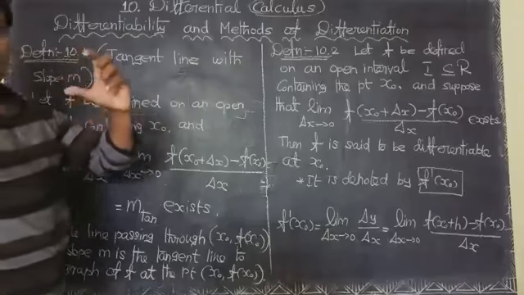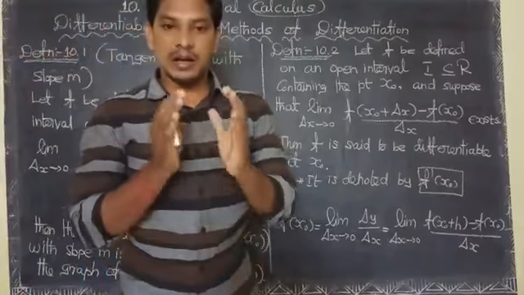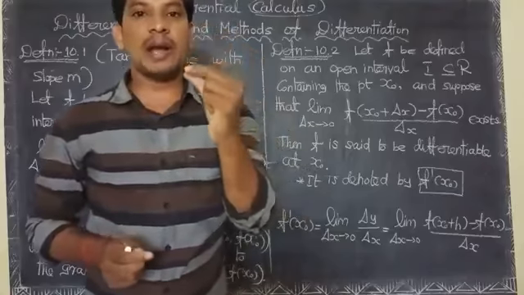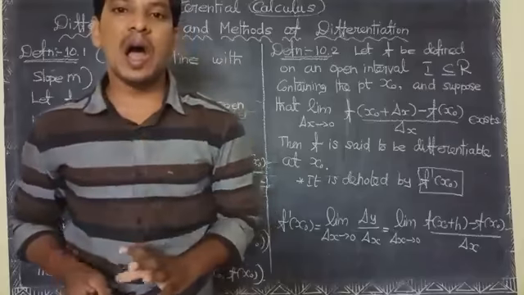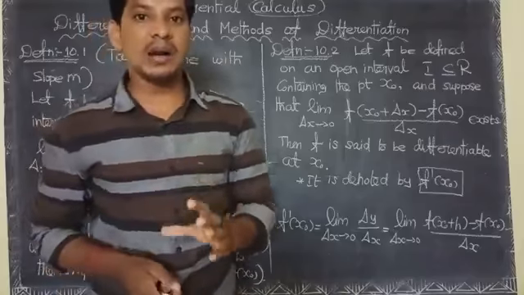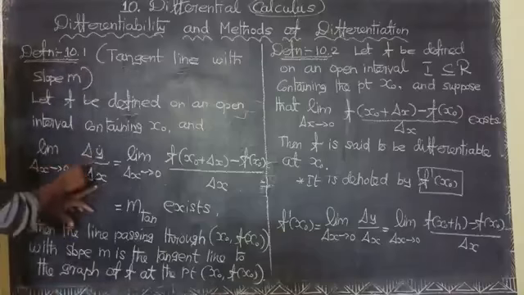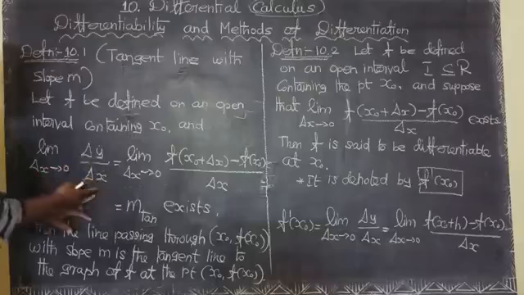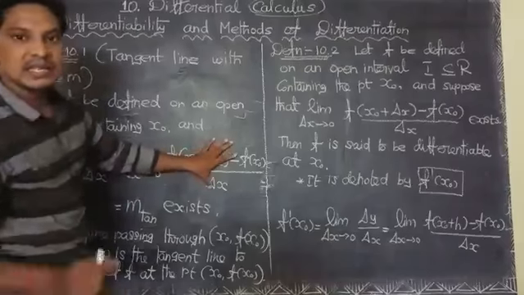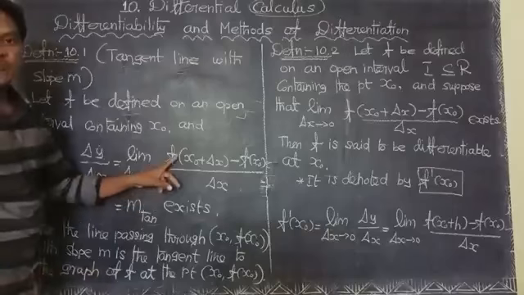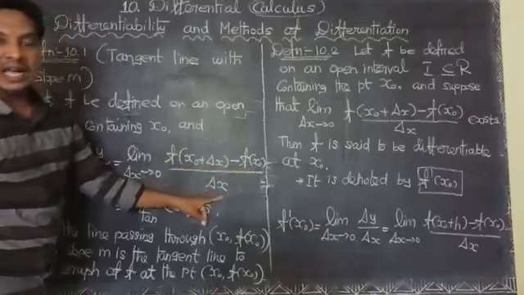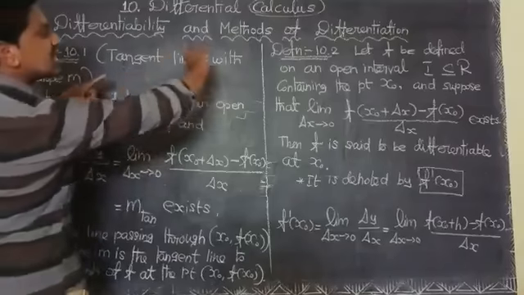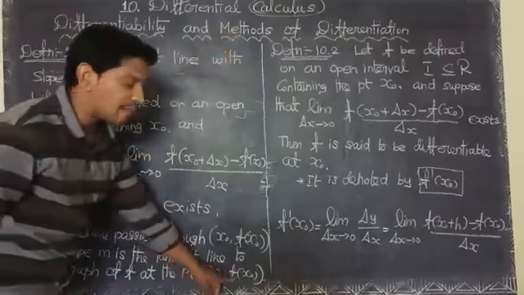Here f is the given function. We take one point, x naught, contained in the open interval I contained in R, where the limit as del x approaches 0 of del y divided by del x, which means change in y divided by change in x, exists. That is, the limit as del x approaches 0 of f of x naught plus h minus f of x naught divided by del x exists. This gives the tangent line with slope at the point x naught comma f of x naught.